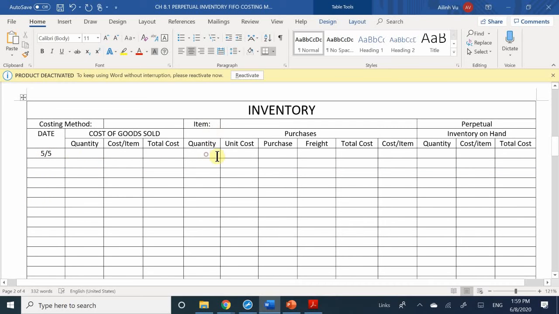And we're going to go under purchases. We purchased 1,000 items, and we knew it would cost us $3 each, and freight was $100. So the total purchases is $3,000, plus the freight, is $3,100 total. And per item, that's $3.10. That should be correct.